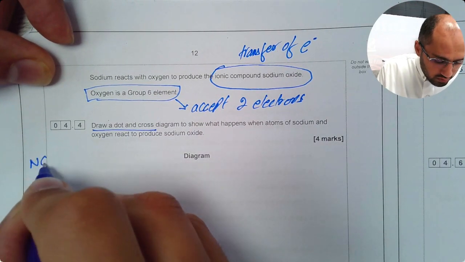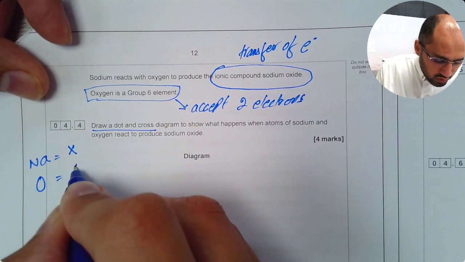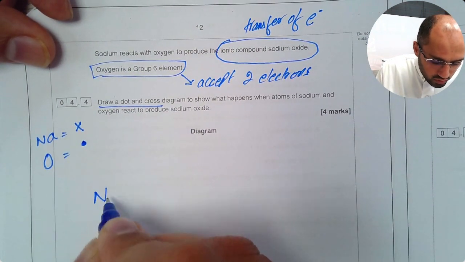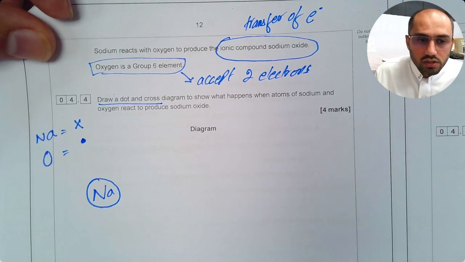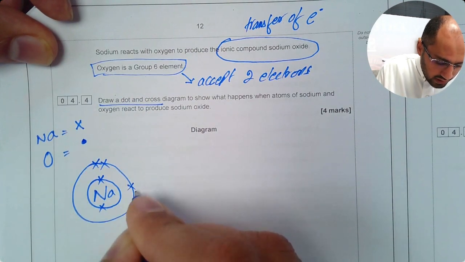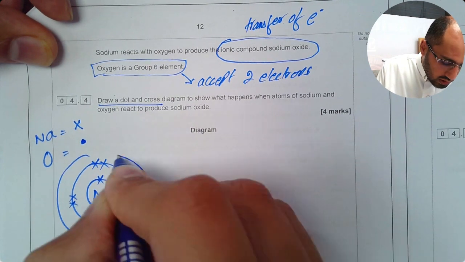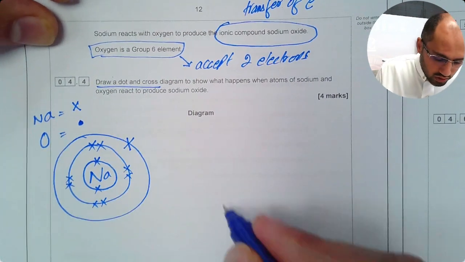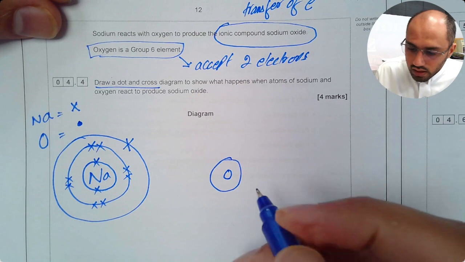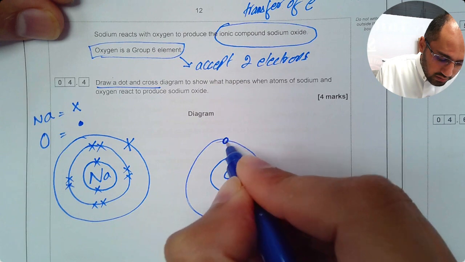For sodium, I'm going to use the symbol X to show its electrons. For oxygen, I'm going to use a dot to show its electrons. In the first place, you'll have sodium. There are 11 electrons in sodium. The first shell will have 2, the second shell will have 8, and the third shell will have only 1 electron. Oxygen has 8 electrons. In the first shell, you will have 2 electrons, and in the second shell, 6 electrons.